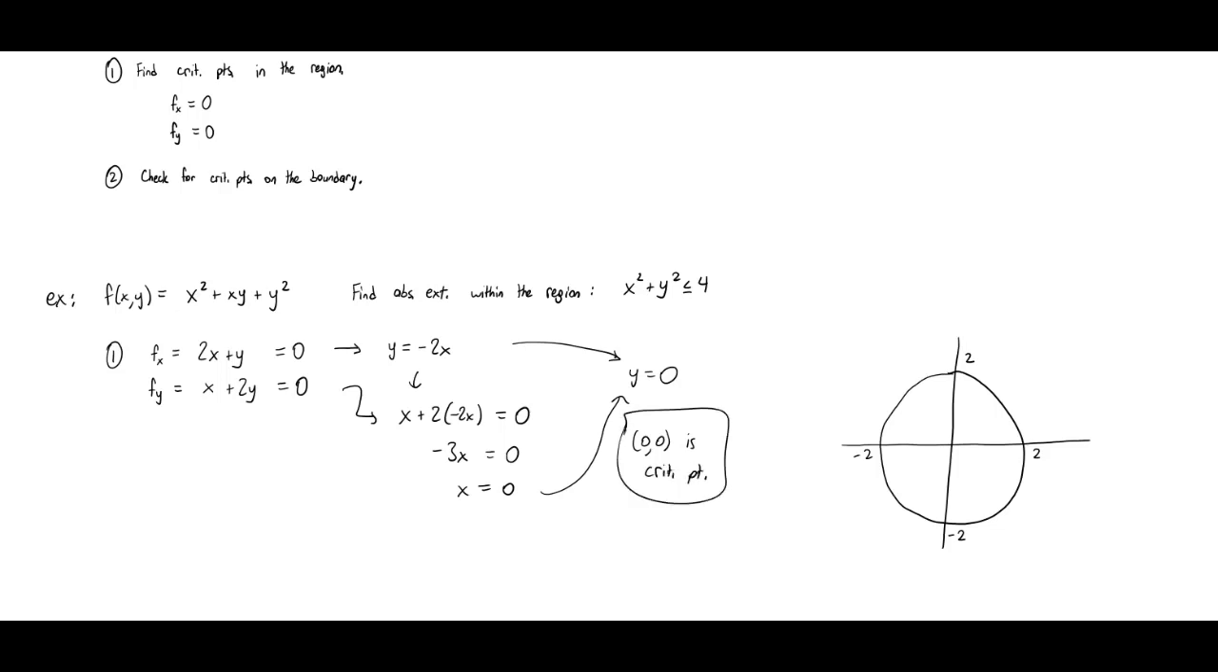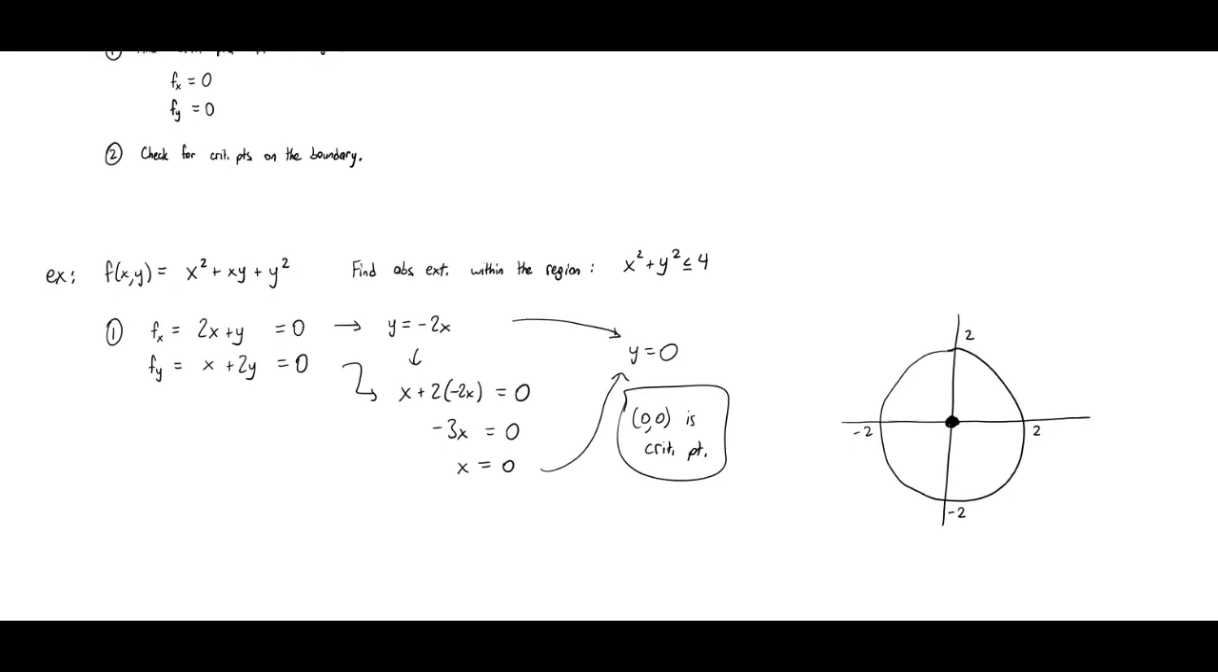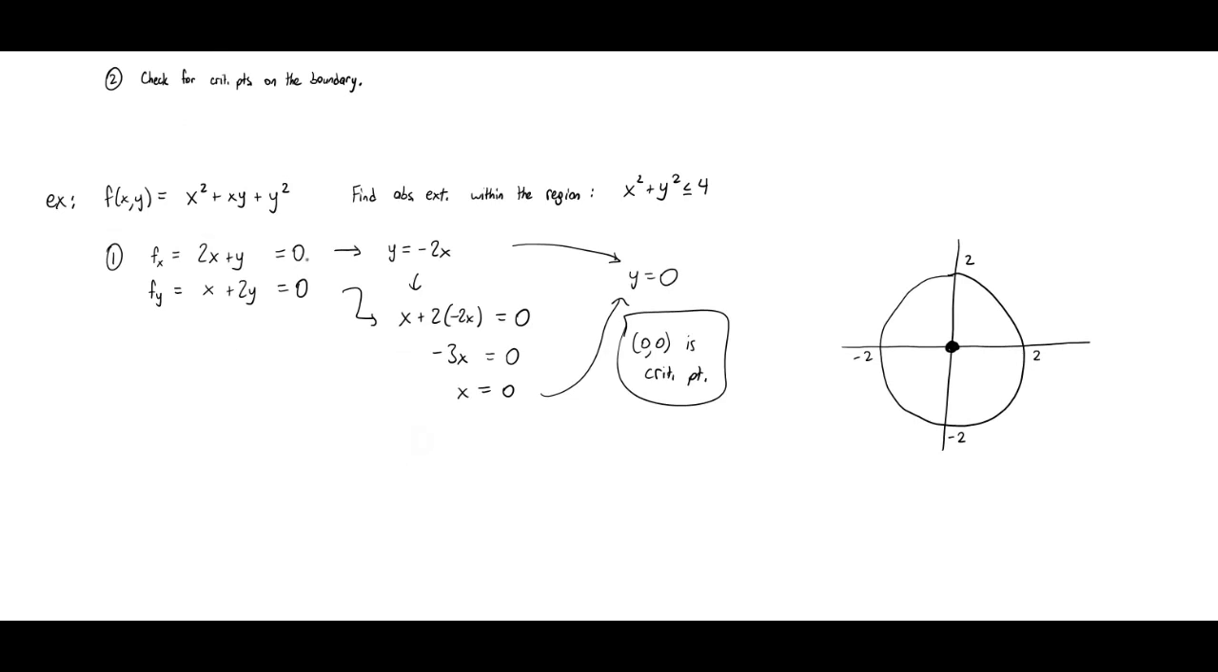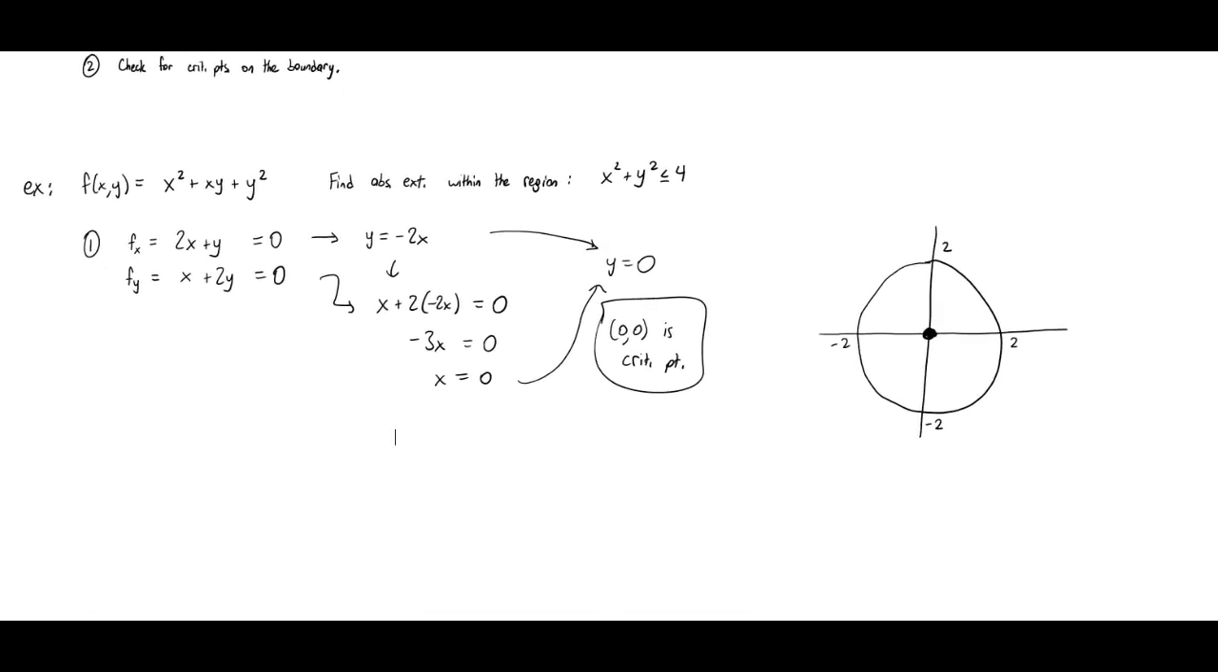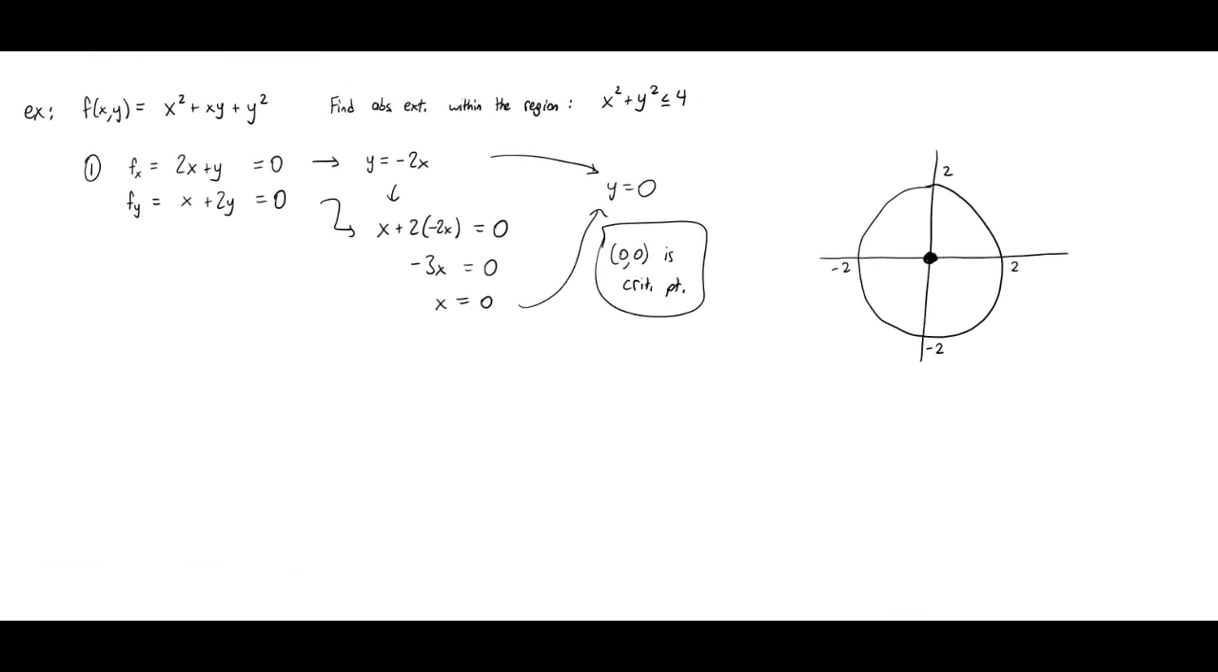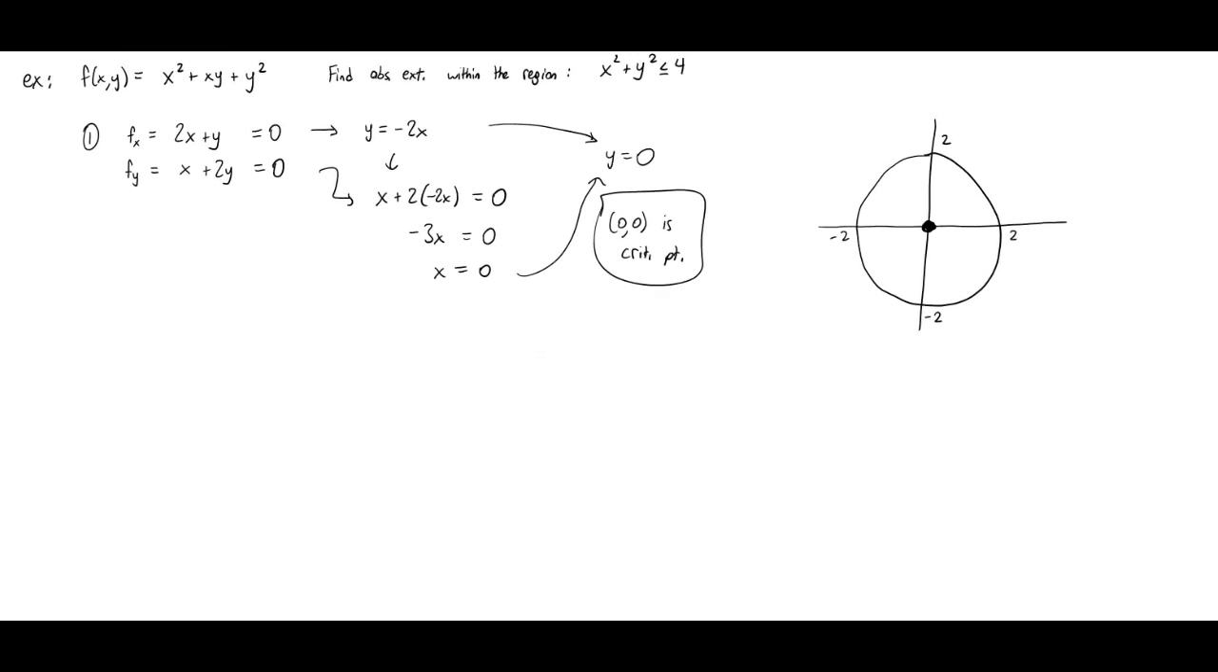Okay? And (0, 0), the origin, is inside the region. So here I have one critical point right now. Now, if you get some critical points, but they are not in your region, then you would just ignore them, all right? So you only care about critical points if they are inside the region.